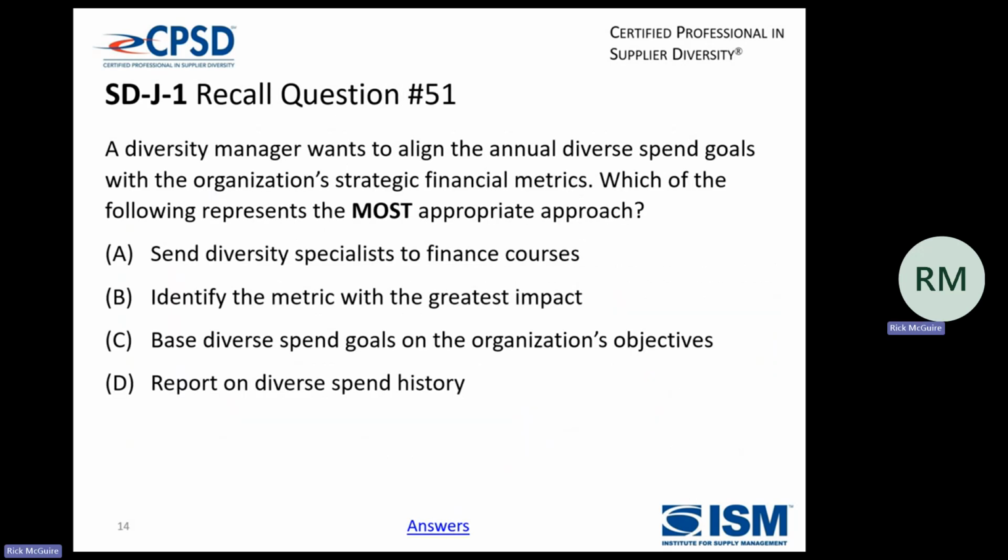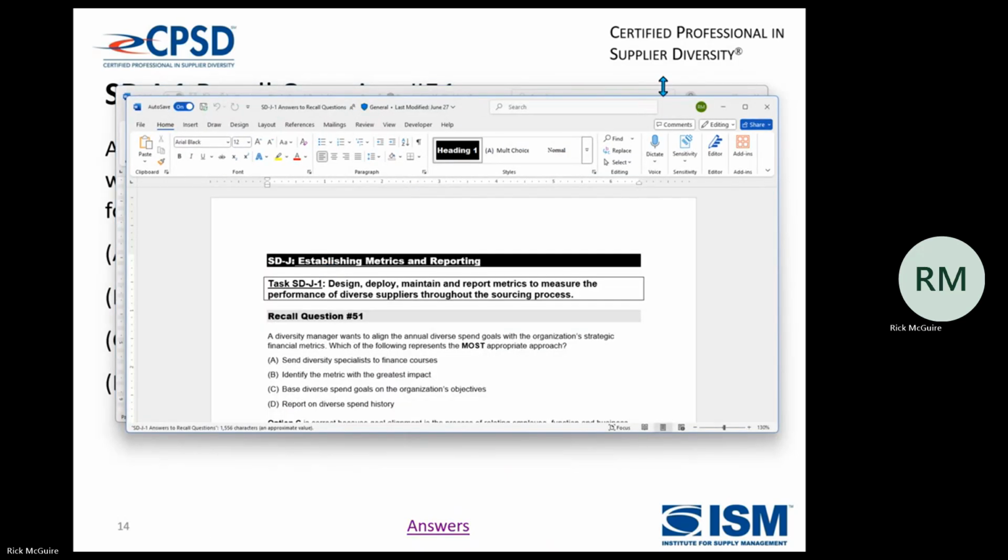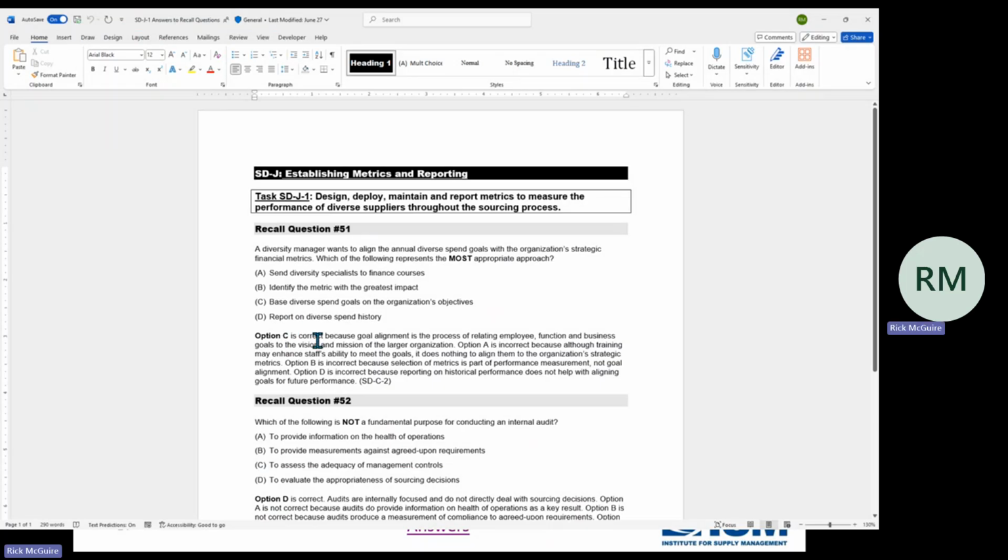So a diversity manager wants to align the annual diverse spend goals with the organization's strategic financial metrics. Which of the following represents the most appropriate approach? Send diversity specialists to finance courses. Yeah, that's probably not a good idea. Identify the metric with the greatest impact. Maybe. Base diverse spend goals on the organizational objectives. Always the answer. Report on diverse spend history. Yeah, partially. It's got to be C. And C it is.